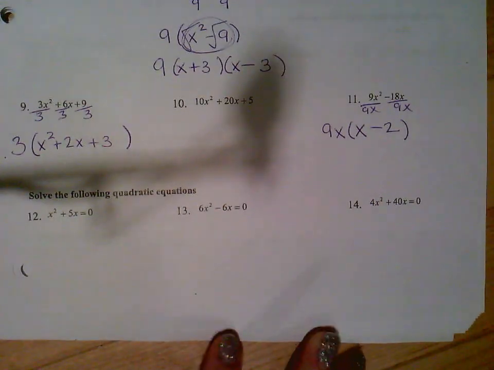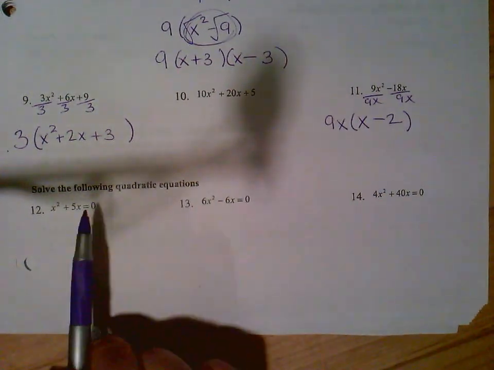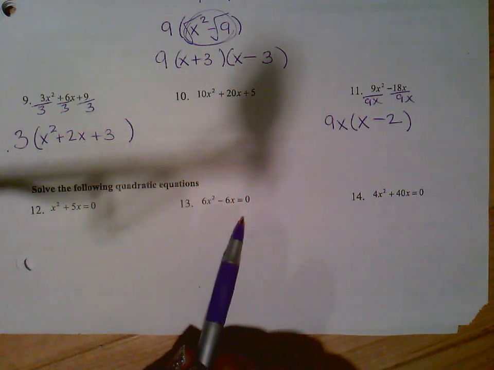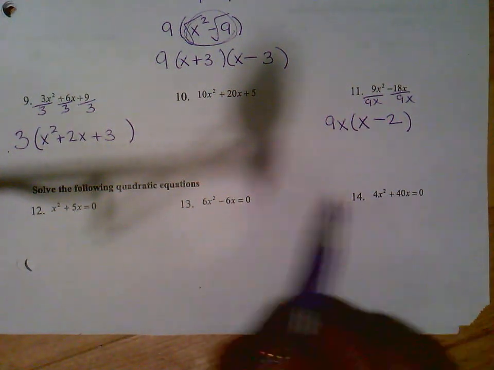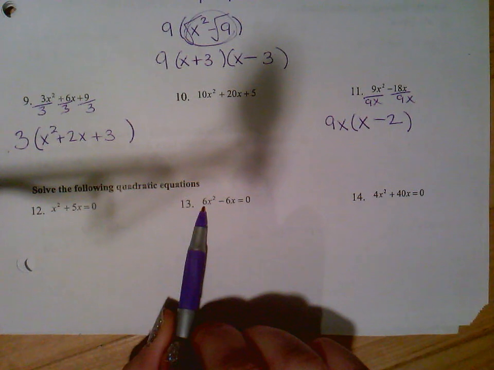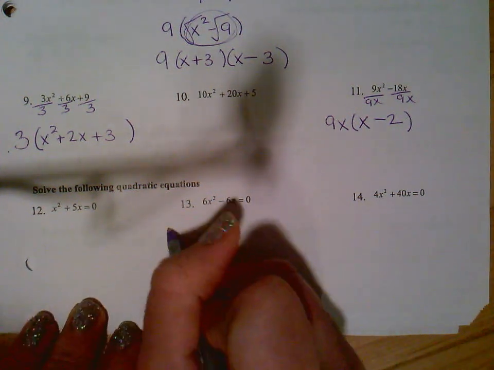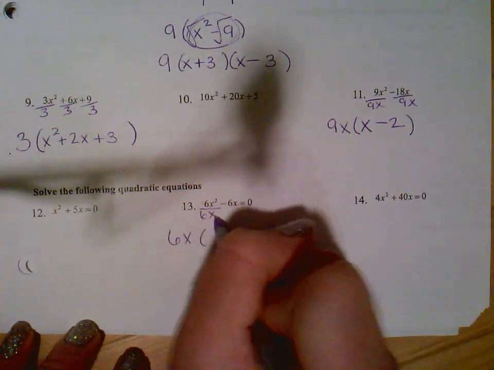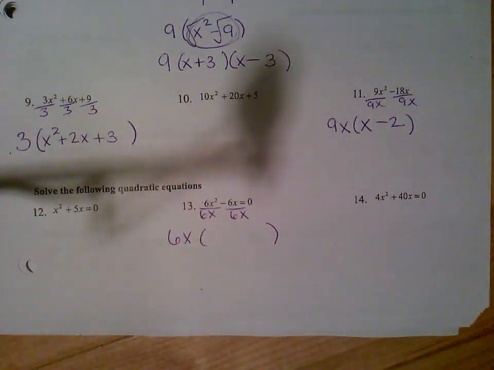Let's see, number 13, solve the following quadratics. So this is either a difference of squares or greatest common factor. I think all of these are greatest common factor. What can I divide by on both of these? I can divide out a 6x. See how they both have a 6 and they both have an x? What do I get when I divide by 6x?